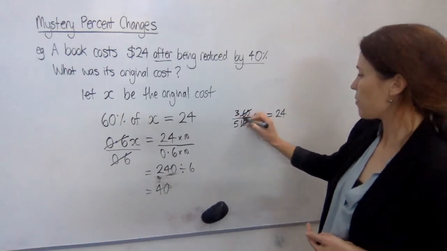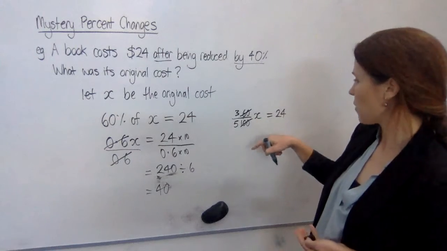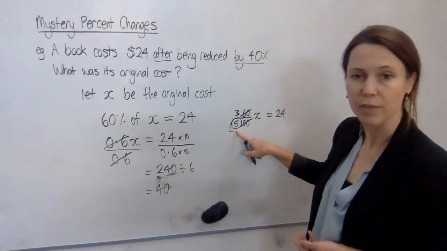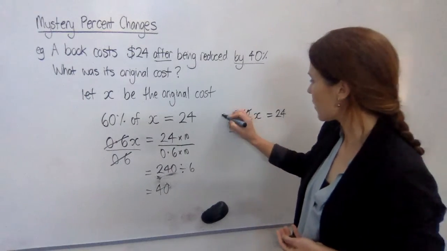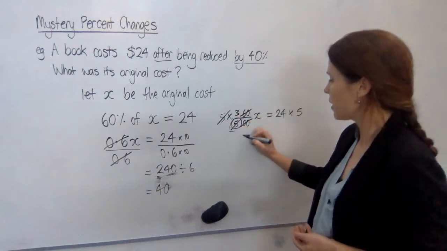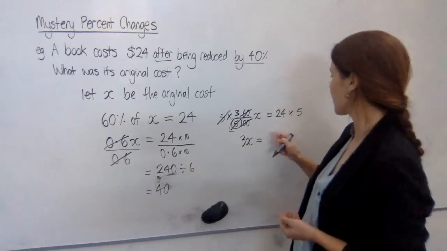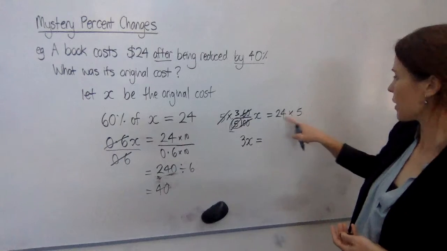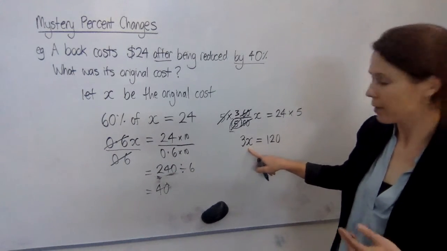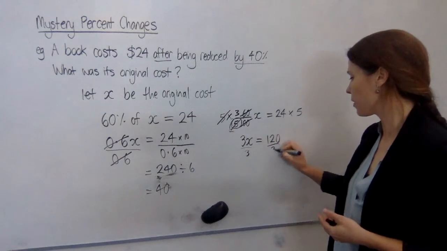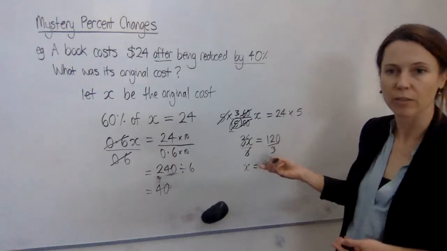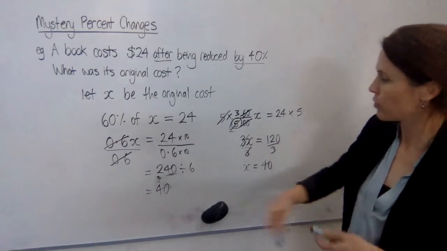Now, if I've got 3/5 of x, if I want to get rid of a fraction here like fifths, I can just multiply everything by 5. So I can do 5 lots of this and 5 lots of that. That will get rid of the 5s, and I'll just have 3 x's here. And 24 lots of 5, well, that gives me 120. Now to get 1x, when I've got 3 of them, divide by 3, divide by 3, and I can see that x equals 40. Different way to do it. Similarly, not too much more difficult.